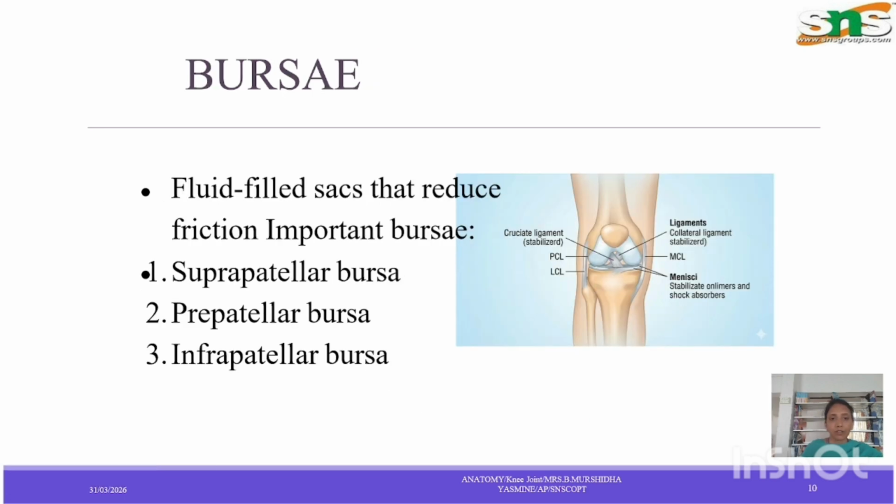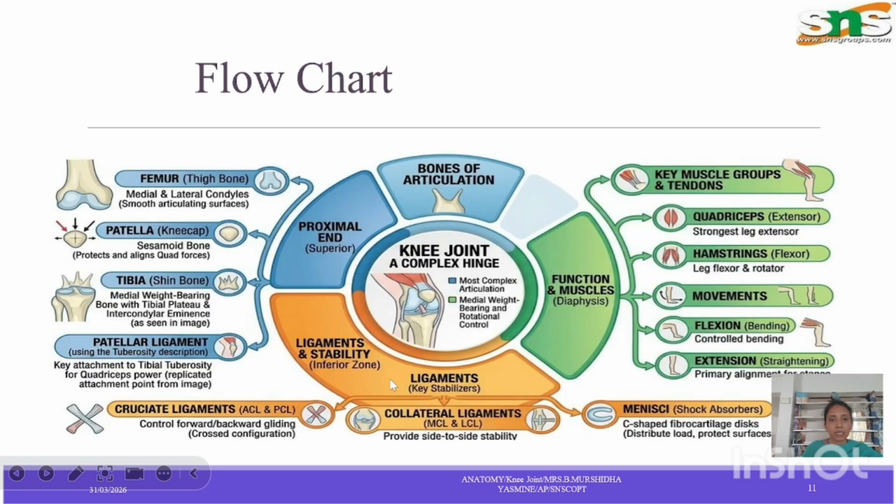Bursae, what is bursae? The fluid-filled sacs that reduce the friction. What are the important bursae that surround the knee joint? Suprapatellar bursae, prepatellar bursae, infrapatellar bursae. These bursae are the fluid-filled sacs that give you major support around the knee joint.